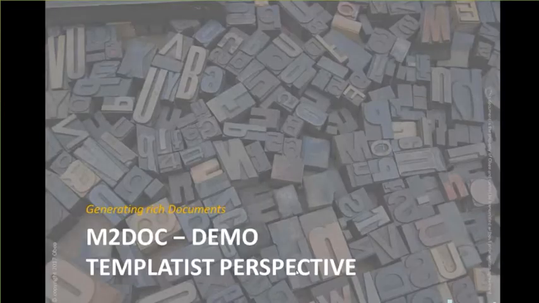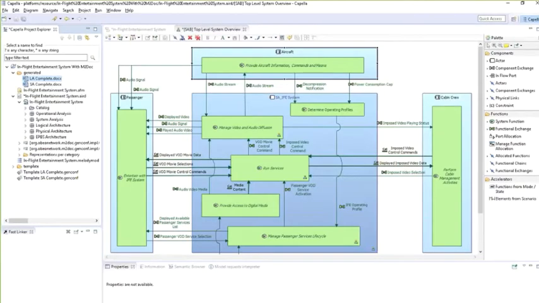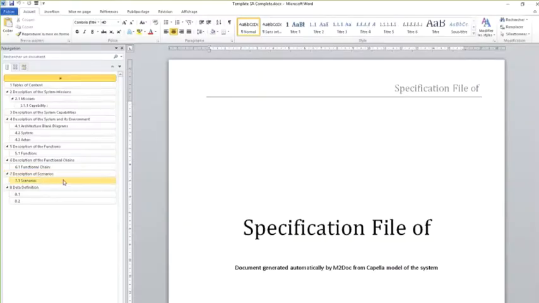So now it's time for the second demonstration of M2Doc from the template author perspective. The template author will have to create templates. As I said, they are plain Word documents. So here are the templates that were used in the previous demonstration. I will just show you one of these templates now.